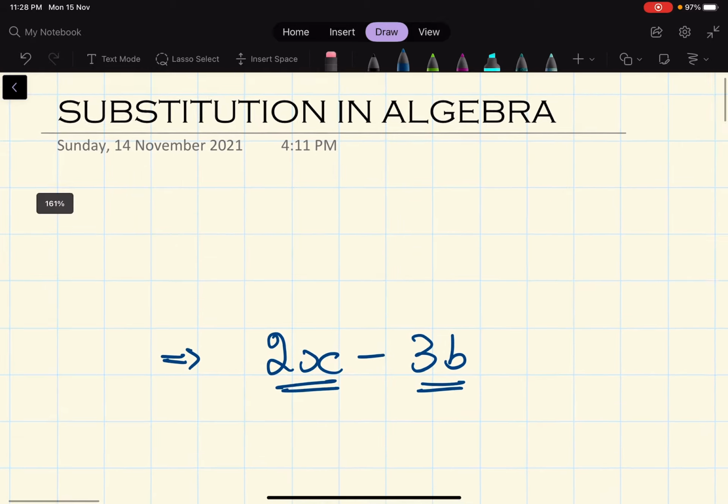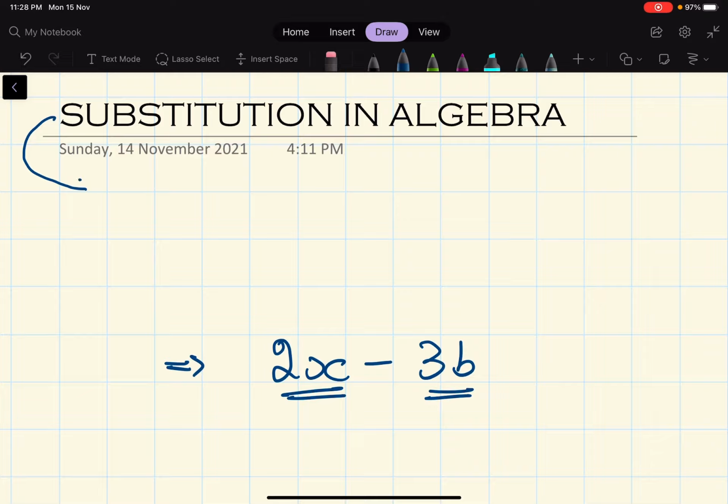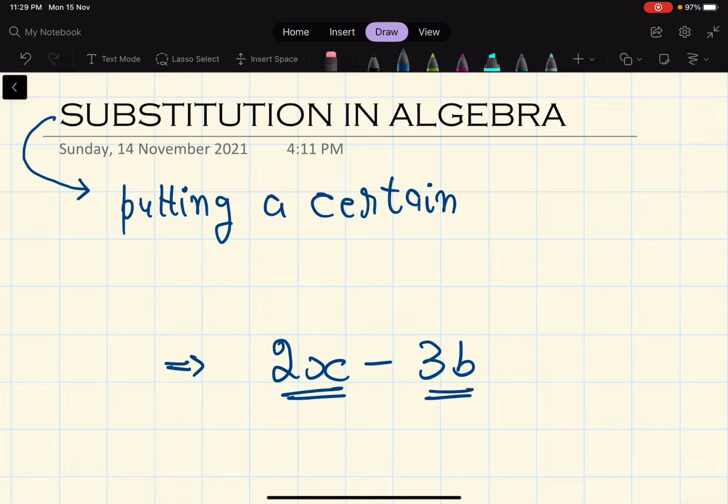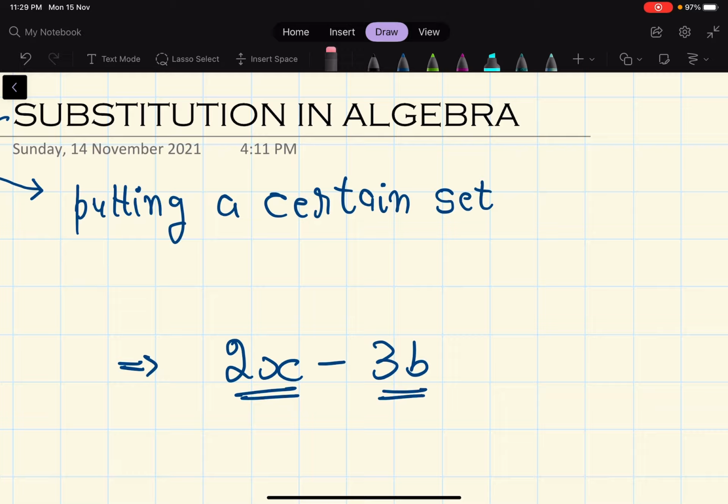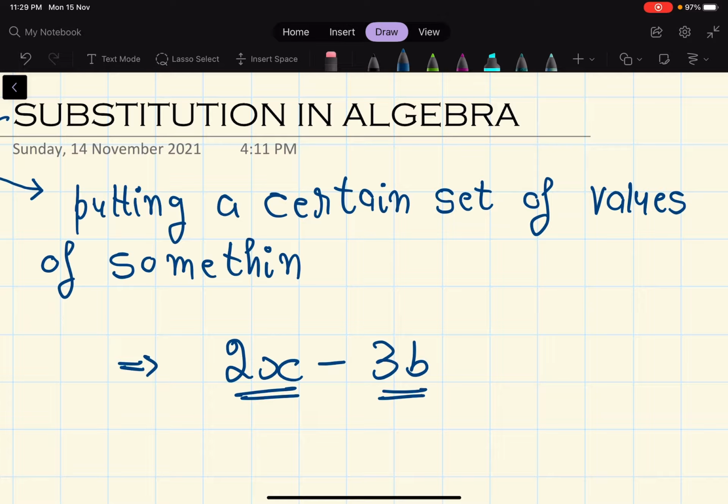Now, first, let's look at what substitution is. Substitution means when you substitute a particular value in a particular expression. So, substitution is putting a certain set of values of something into an expression.